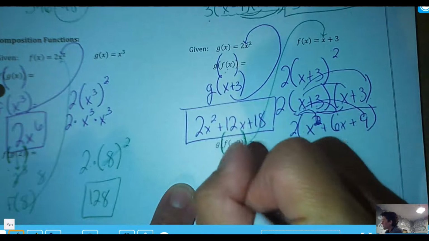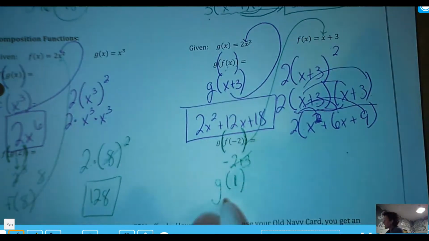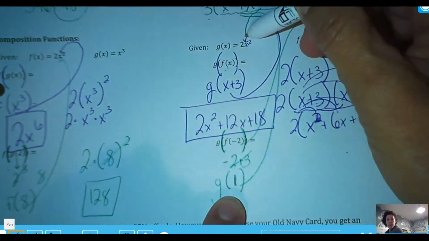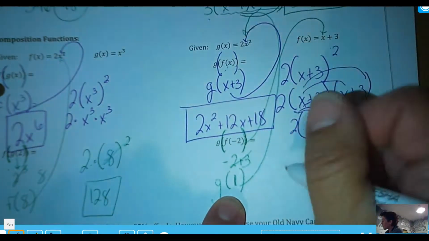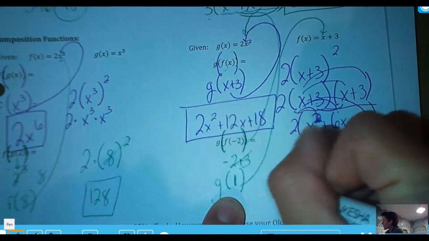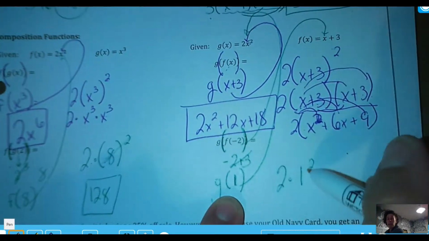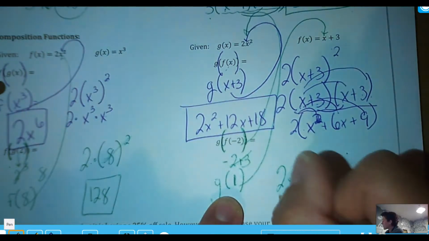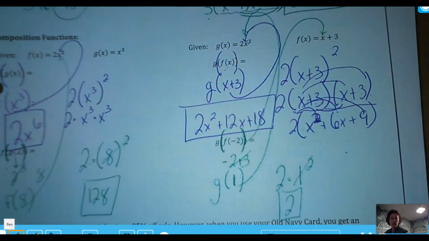And then I'm going to put the g that was there. And now this says go to g of x and put 1 in for x. So I'll do that now. So normally 2 times x squared is now 2 times 1 squared. Again, I'll do my exponent first. That's 1. And 1 times 2 is 2. And there's my final answer for g of f of -2.